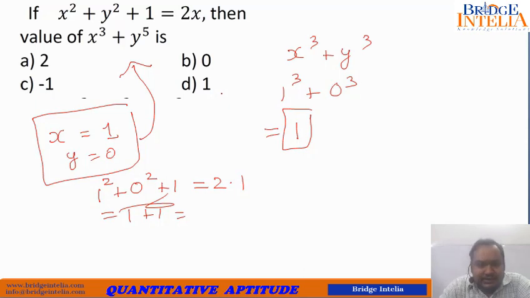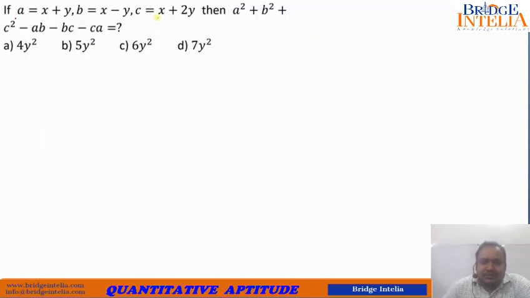We have just solved this, and you can see that instead of solving, it is easier to guess your way out. Now let's see. A is equal to x plus y, B is equal to x minus y, C is equal to x plus 2y, and so on. Then we have to find A square plus B square plus C square minus this, in terms of y.